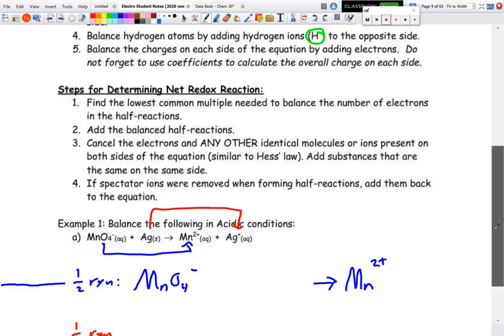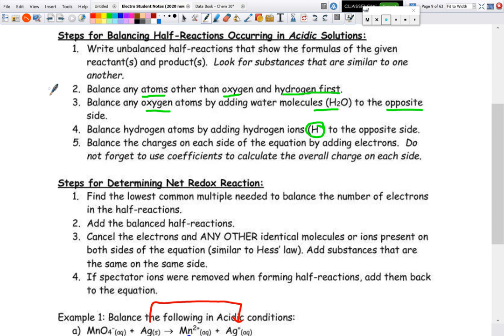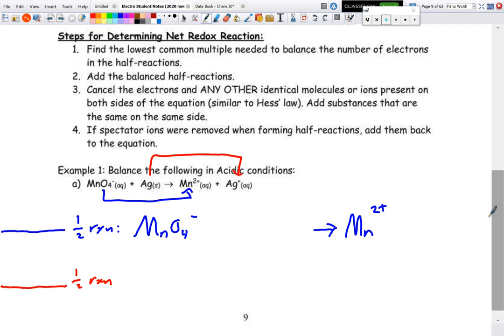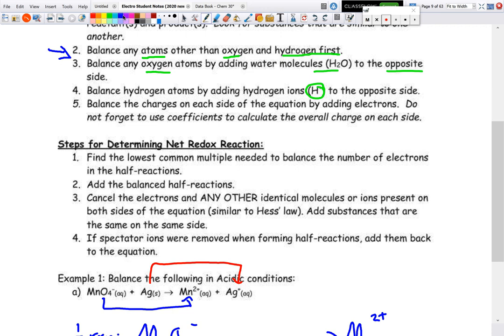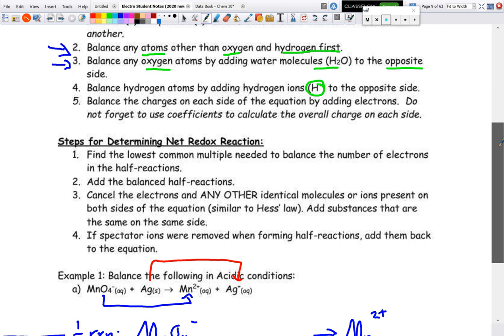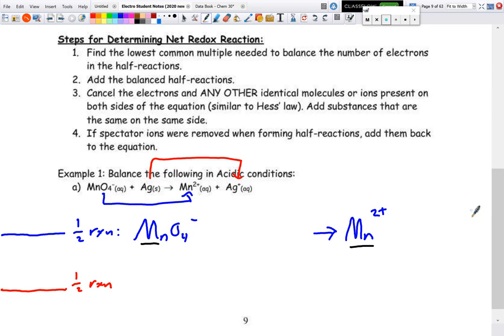So the first thing that we do after we write out our unbalanced half reaction is this step right here: balance any atoms other than oxygen and hydrogen first. That means we're going to have to look at the manganese. In our example, we can tell that we have one manganese on each side. So step number 2, we're all balanced. Now step 3, where it said balance any oxygen atoms by adding water molecules to the opposite side. We're going to scroll down here again. We can see that on our reactant side we have 4 oxygen atoms, and on our product side there are 0.